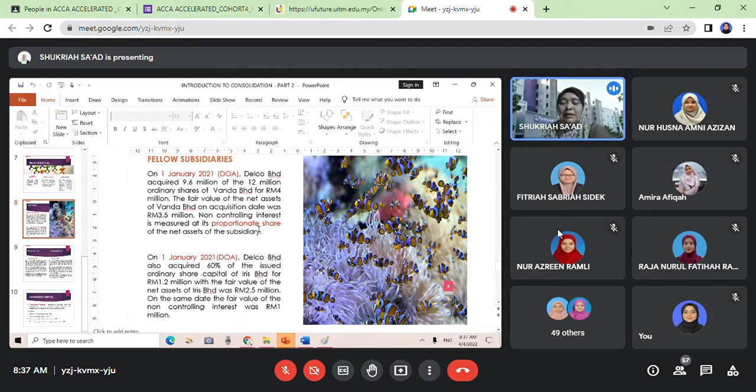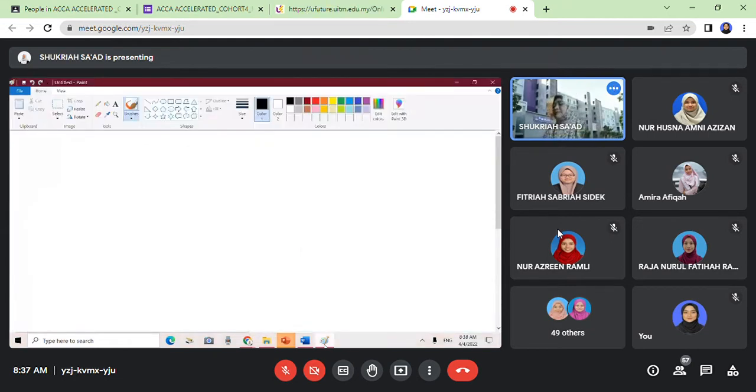Why do I provide this kind of question? Because sometimes you are provided with the NCI value, sometimes you are not given it, so you need to determine it. To determine NCI, you need to identify the NCI measurement, whether it is using partial goodwill or full goodwill. That's why the first paragraph highlights the NCI measurement. So let's proceed with the first one.